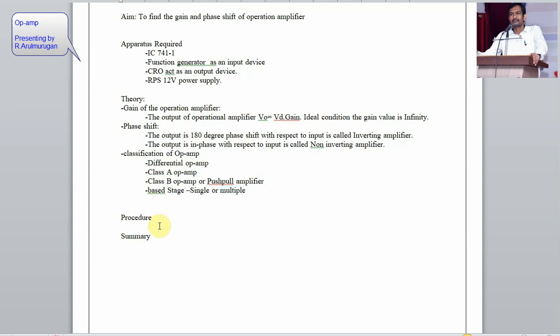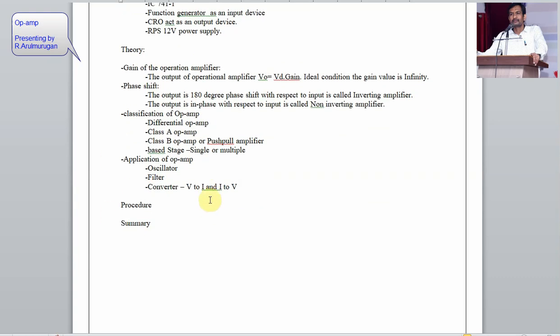Okay, so application wise, the op-amp is applicable to oscillators, filters, and converters. You can convert V to I and I to V. What is the meaning? Voltage signal to current signal, and current signal to voltage signal. You will do those conversions.